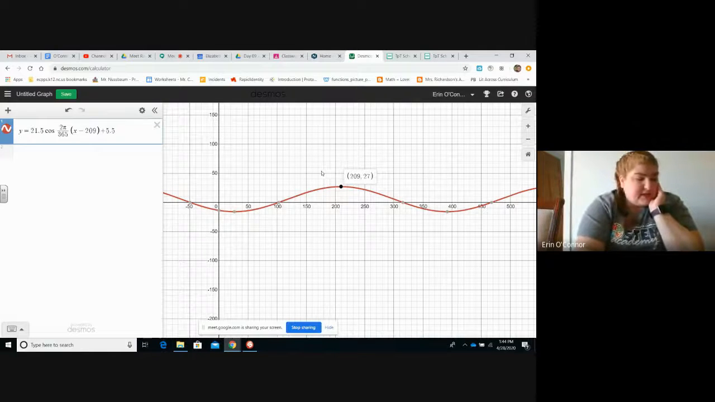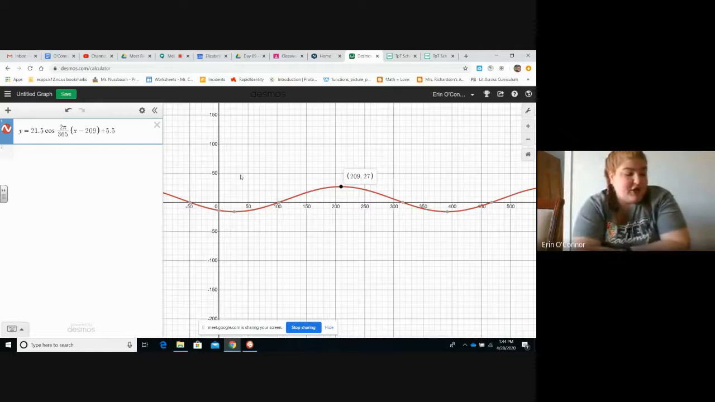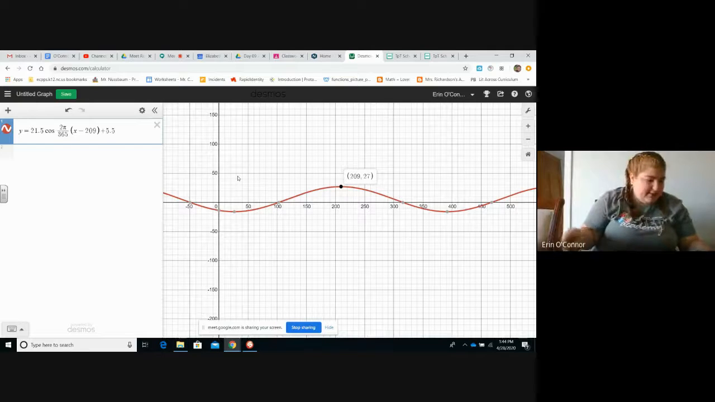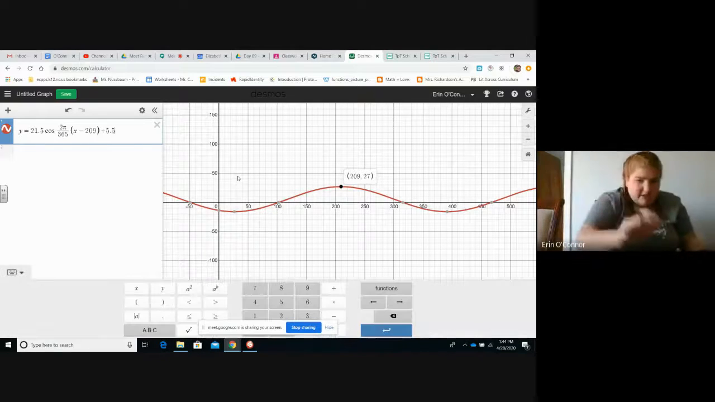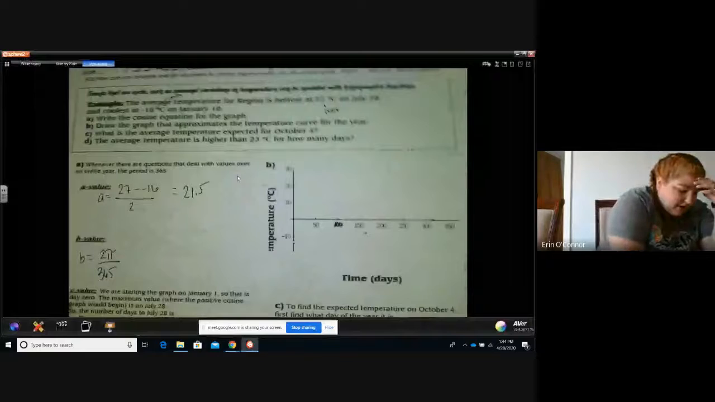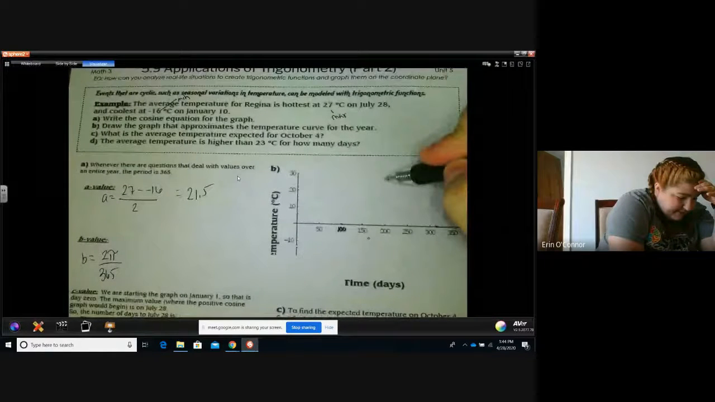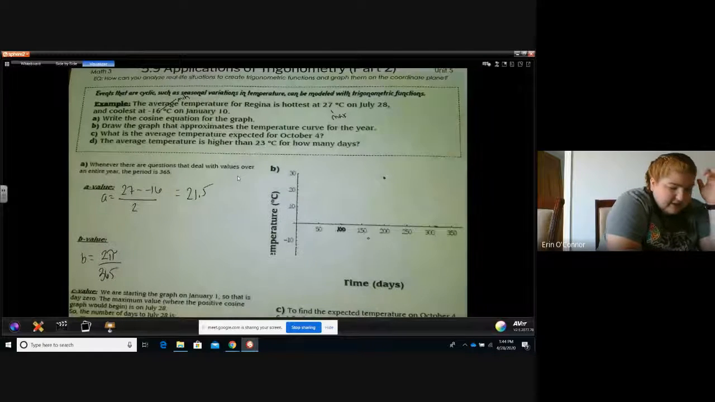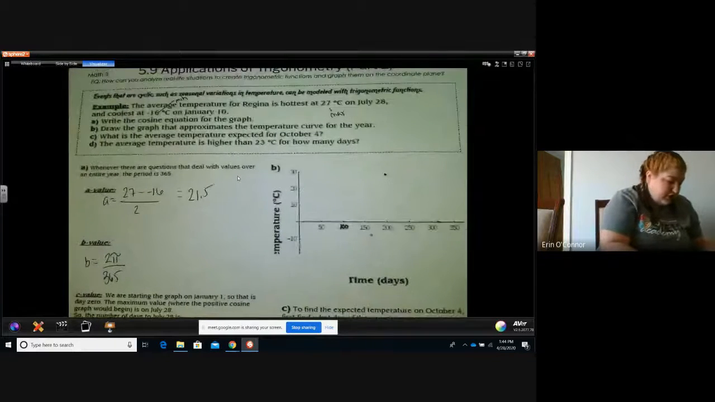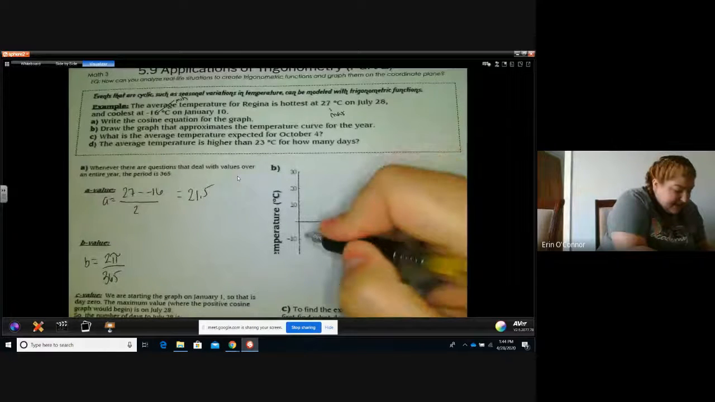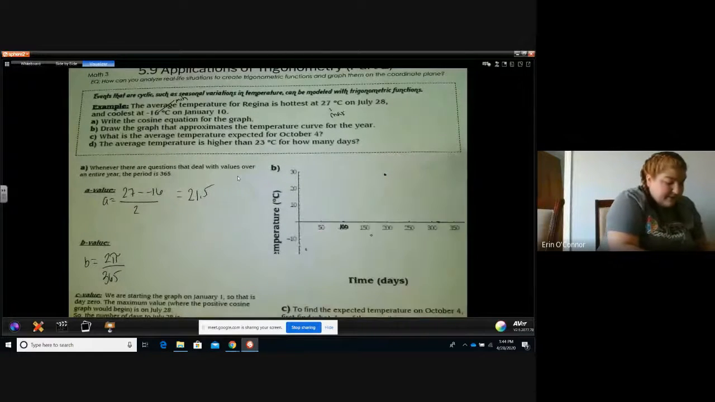Okay, so it says for C, to find the expected temperature on October 4th, first find what day of the year it is. Before we even start that, we're going to graph this really quickly. So coming back over here, we saw the graph. We know what it looks like. On the 209th day, we meet our maximum. Our maximum is 27. 209 is about here. This is not going to be an exact science here. It's about there. Our minimum, January 10th, is on the 10th day, and it's a minimum of 16 degrees. It's going to be about here.